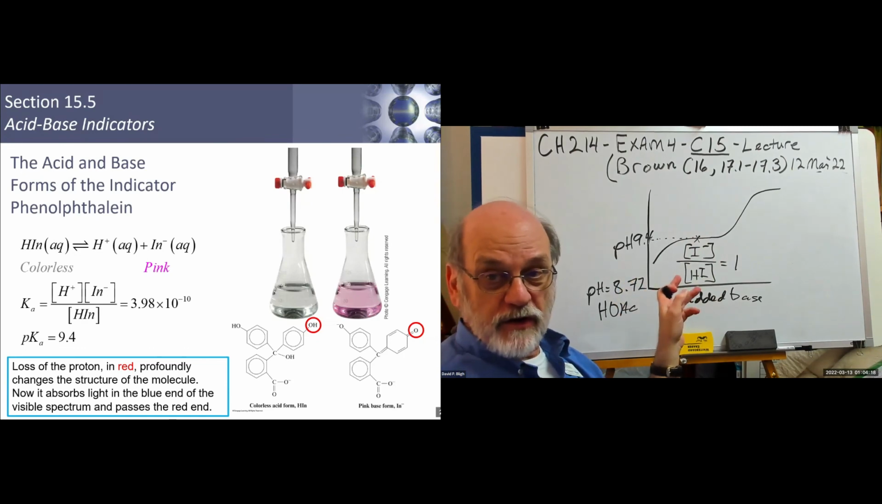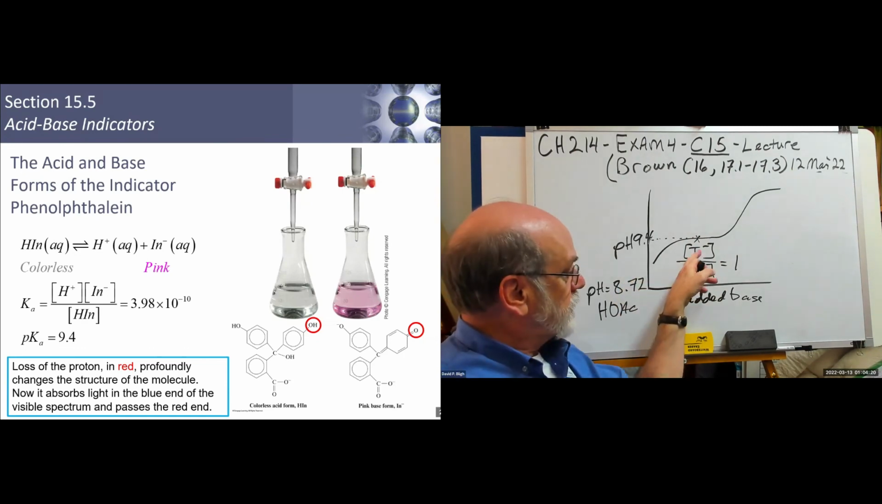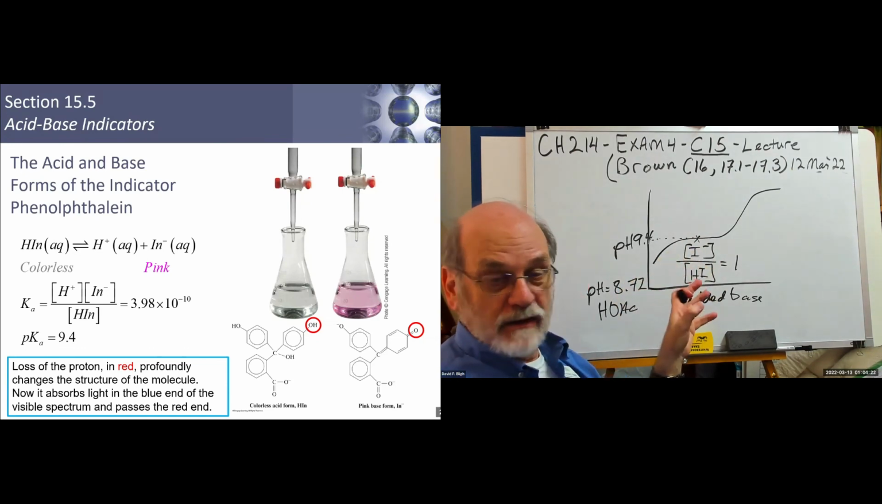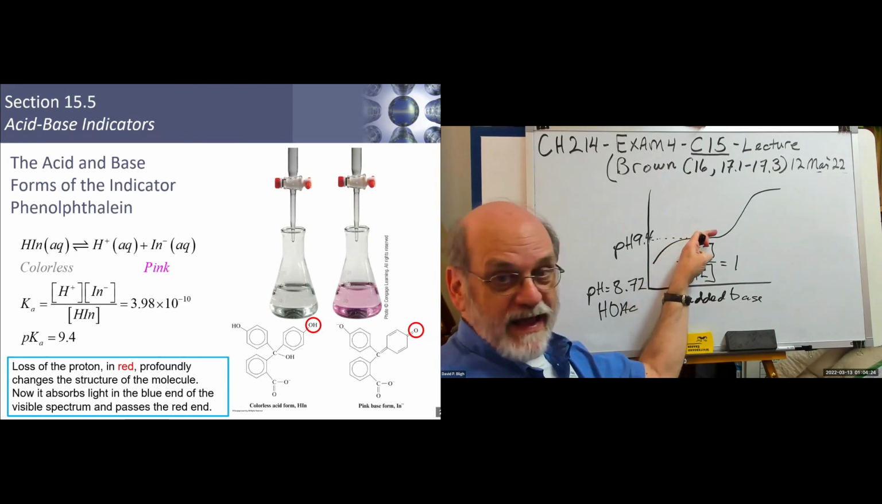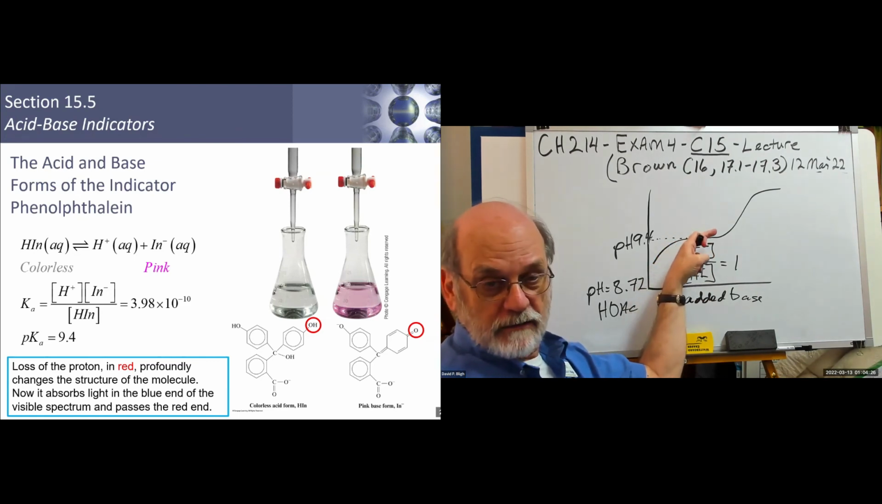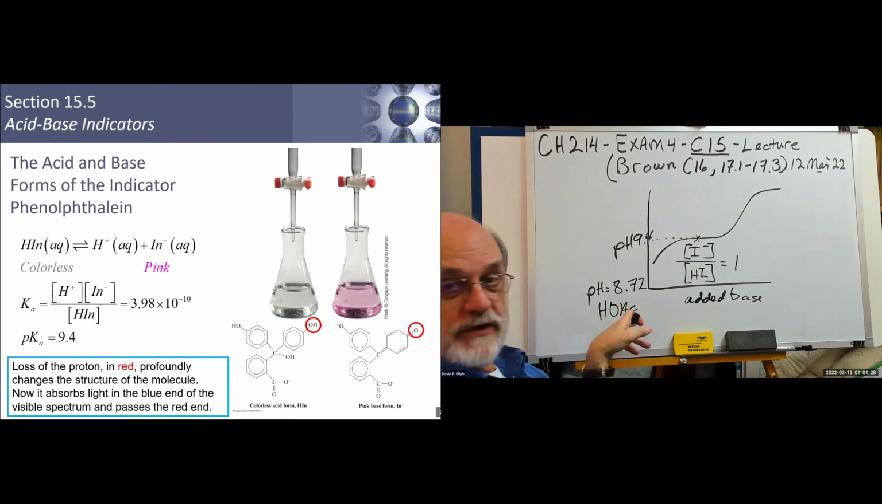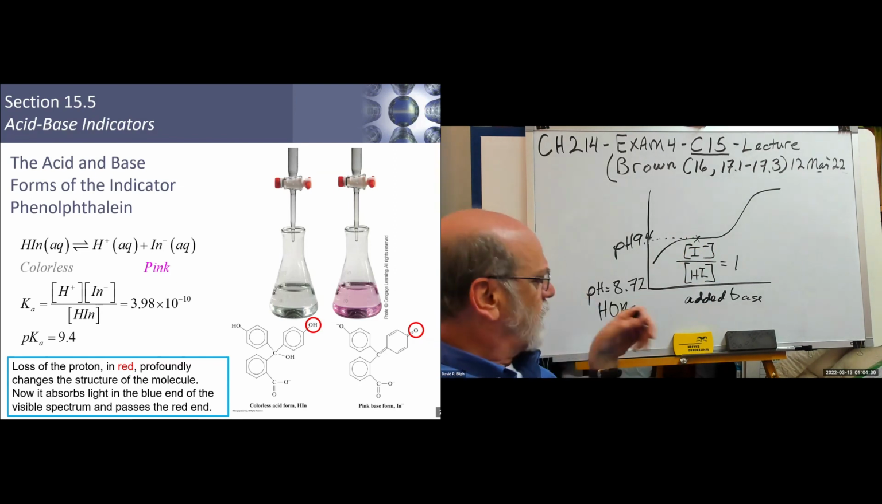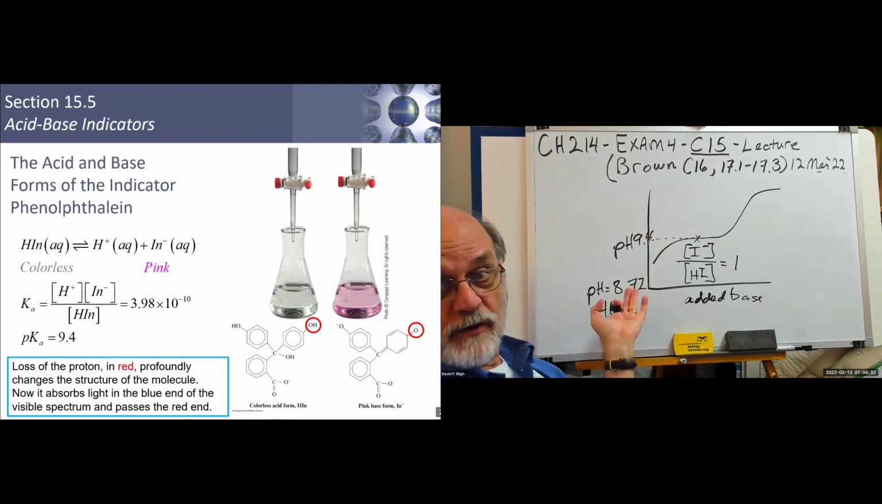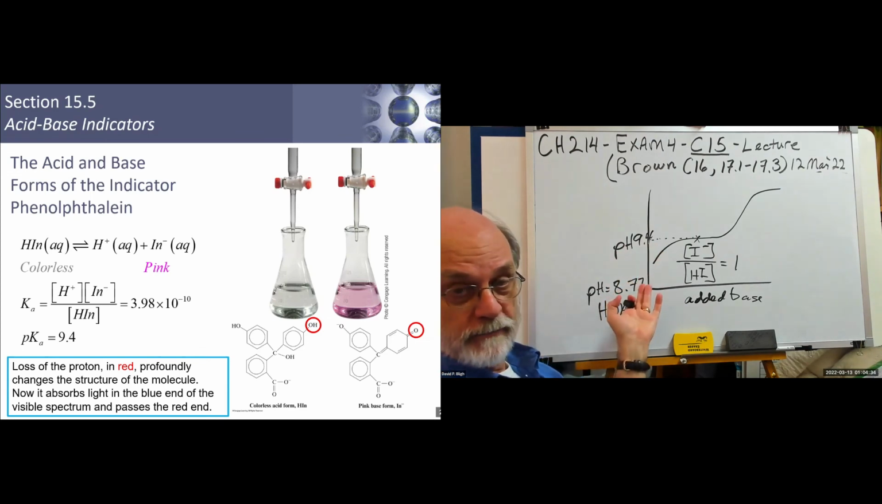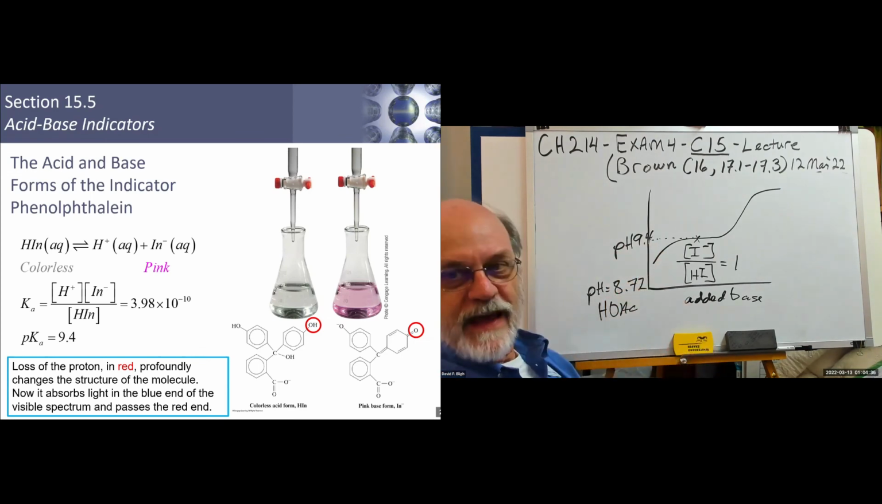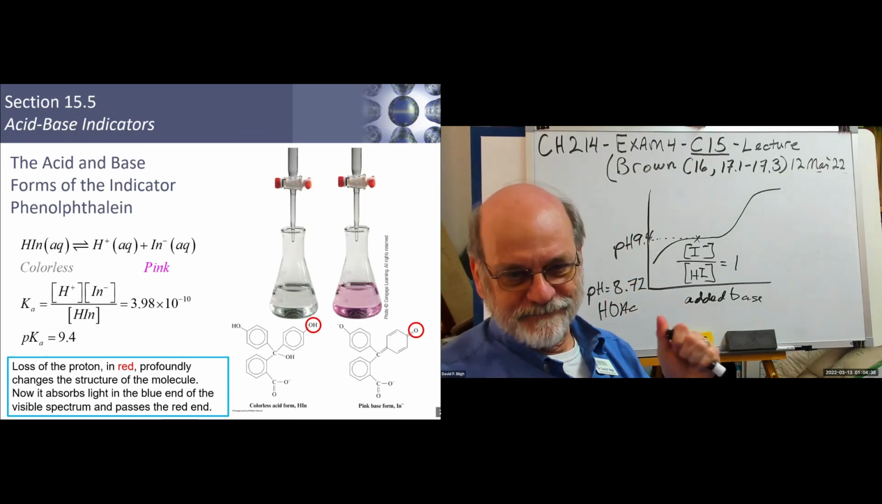So what we want to do is produce enough of this to make the pink color. So we got to move it a little further past there to make enough pink color to detect it. Well, that doesn't look like it's very close to 8.72, 9.4. That's where physiology comes in.